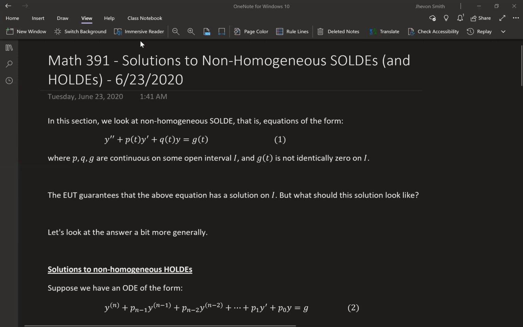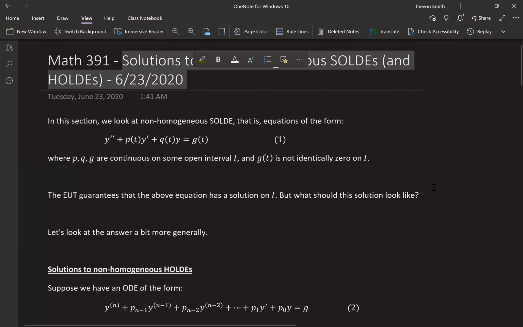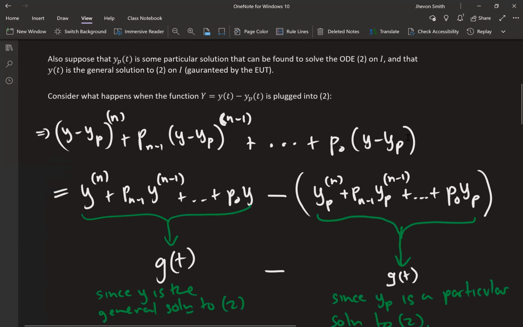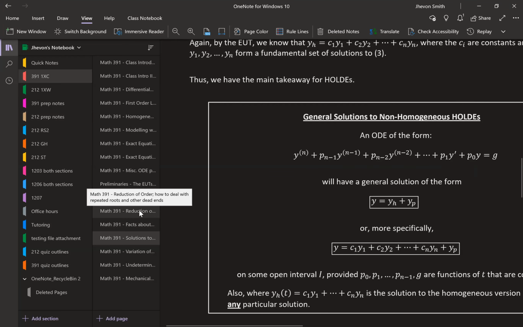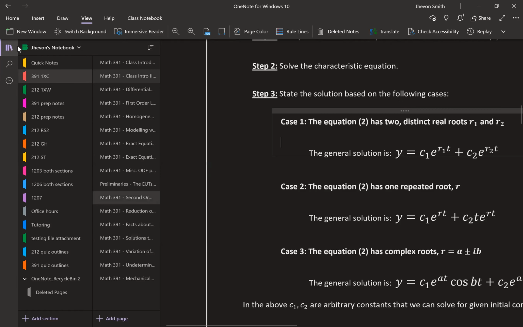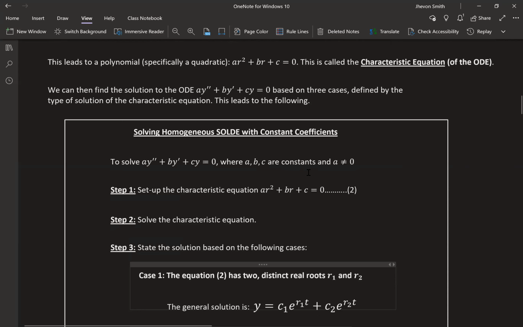So small recap. A couple classes ago, we looked at solutions to non-homogeneous second order linear differential equations as well as higher order linear differential equations. The highlights from this section are to solve a non-homogeneous nth order linear equation. The general solution is known to be of this form: y equals y sub h plus y sub p. y_h is, of course, the homogeneous solution. This solves the equation when there's a 0 on the right side. We looked at how to do that 3 or 4 classes ago. That was over here where we had that table with all the 3 cases.